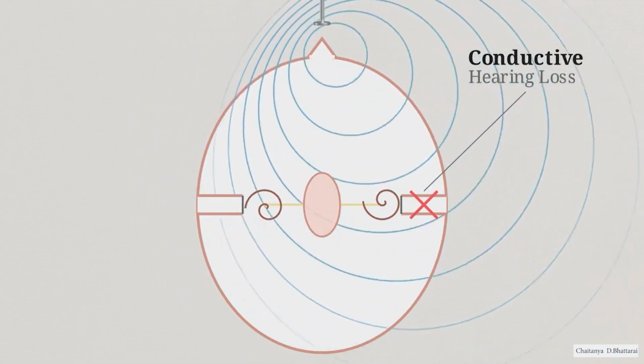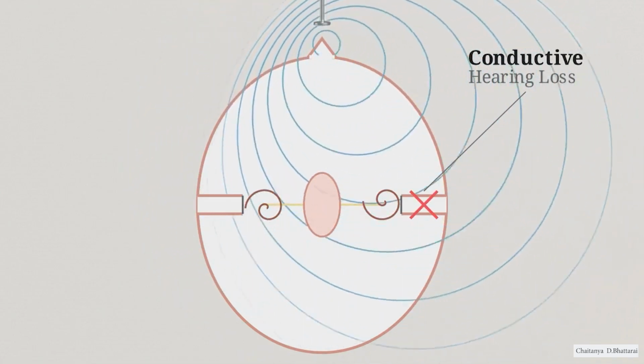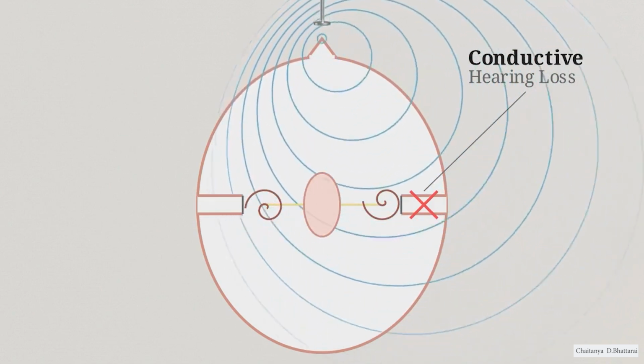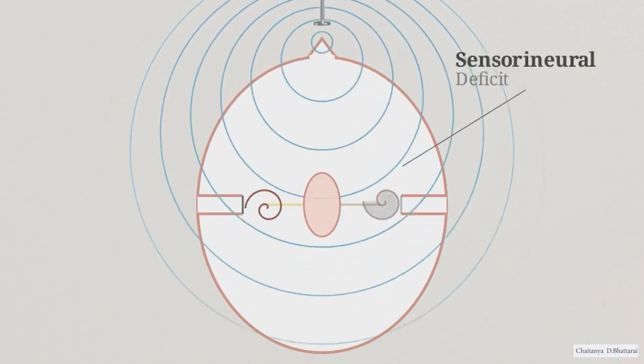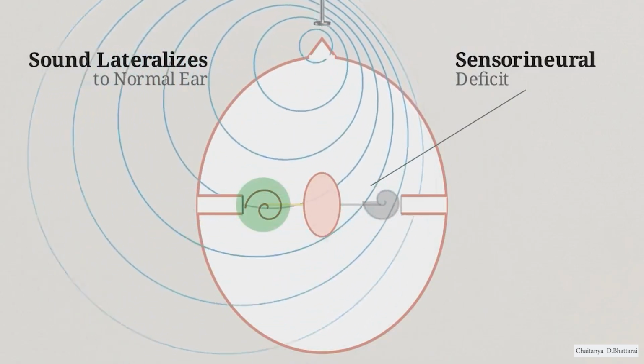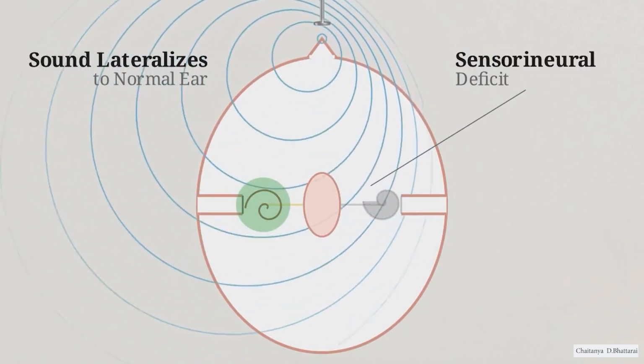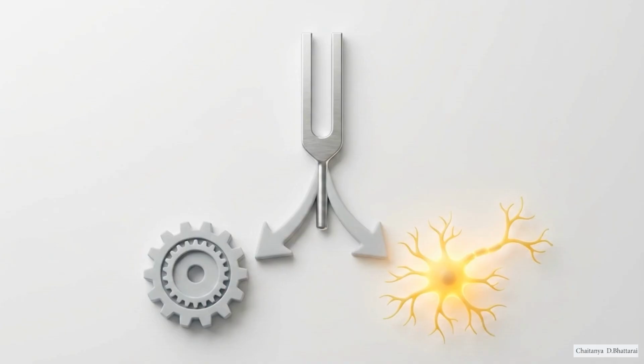If the sound lateralizes to the affected, poorly hearing ear, the patient has conductive hearing loss because ambient air noise is blocked and the bone-conducted sound dominates. If the sound shifts toward the normal ear, it points to a sensorineural deficit on the silent side. Comparing these tuning fork asymmetries instantly differentiates a mechanical obstruction from a neurological source of hearing loss.